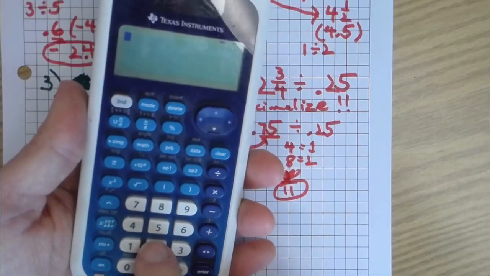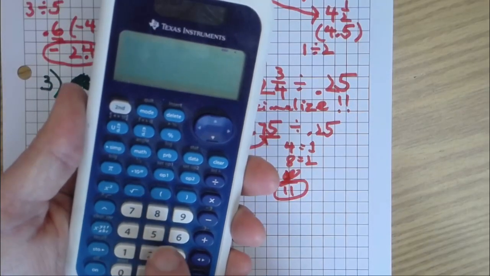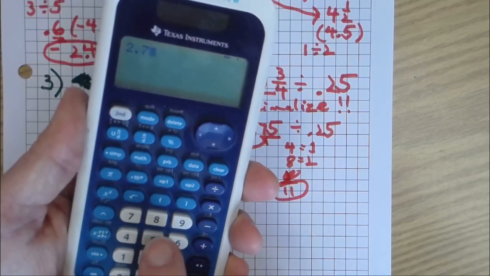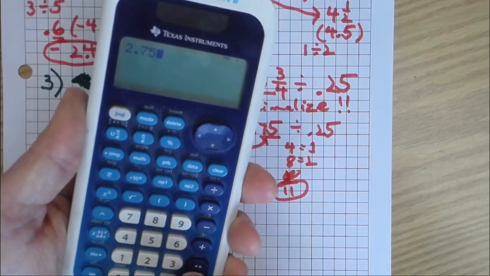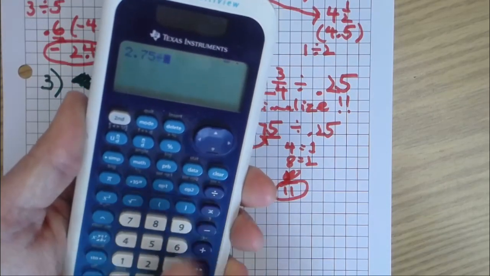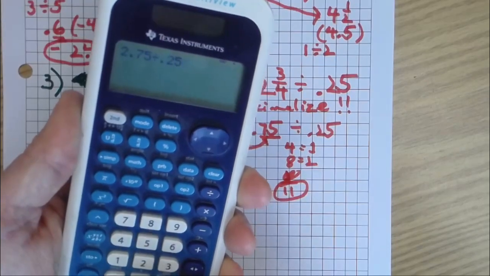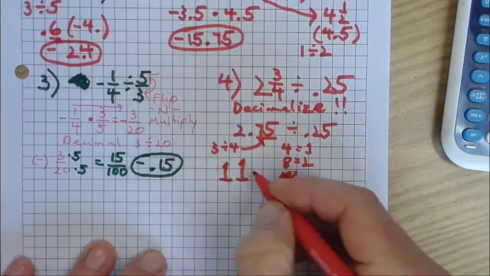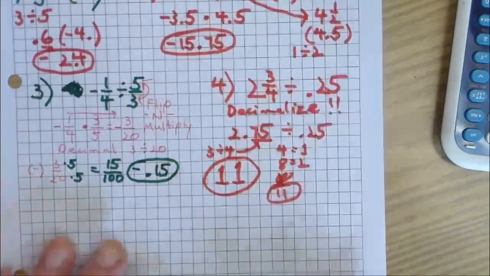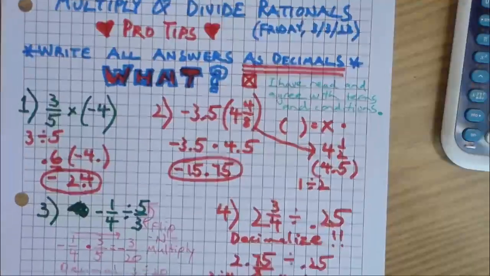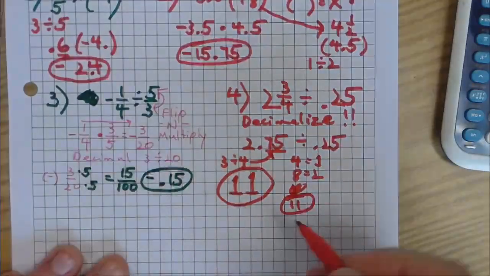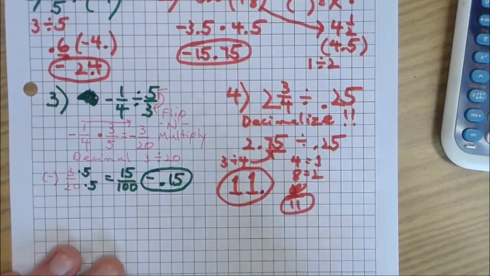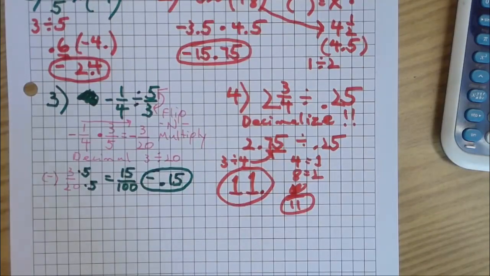Can you see that? I can, but I'm not watching on a big screen. Even if you cannot, 2 and 75 hundredths divided by 25 hundredths is 11. This one goes to 11. Back to the directions. Is that a decimal? Yeah, sure it is. There's a decimal right there. Automatic. And that will do it.